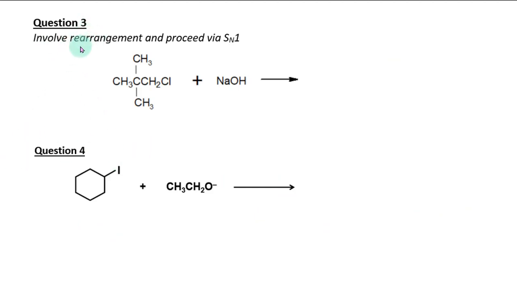For question number 3, Madam has given you the clue for this equation, between the haloalkane and the NaOH, the strong nucleophile. It involves rearrangement and will proceed via SN1 mechanism. So have a try, have a look. Remember to identify the class of haloalkane and the strength of your nucleophile. Have a try at questions number 3 and 4, and they will be discussed during our tutorial sessions.